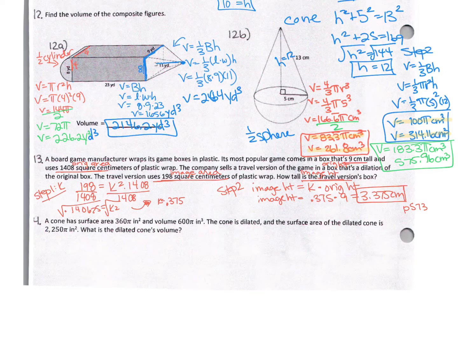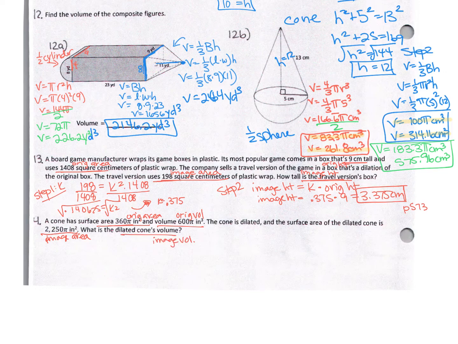So let's take a look at number 14. Number 14 says a cone has a surface area of 360 pi inches squared. So this is my original area, and a volume of 600 pi inches cubed. So this is my original volume. And the cone's dilated, and the surface area gets bigger. So this is dilated bigger. The new area, the image area, is 2,250 pi. And it wants to know what the image volume is.